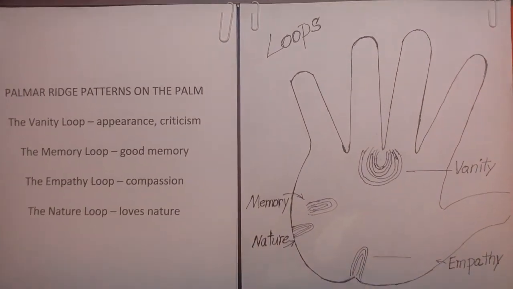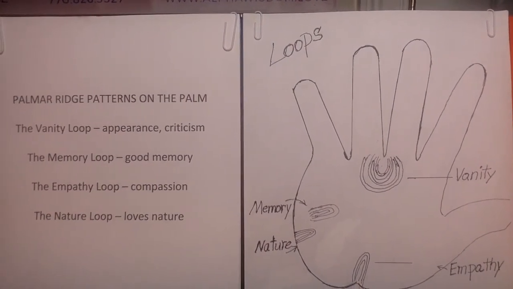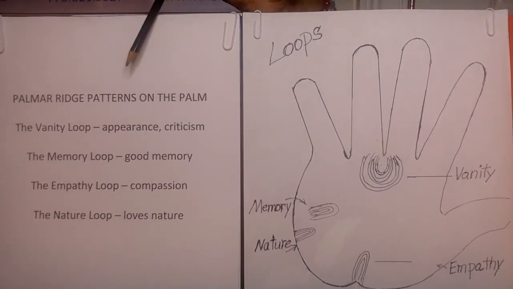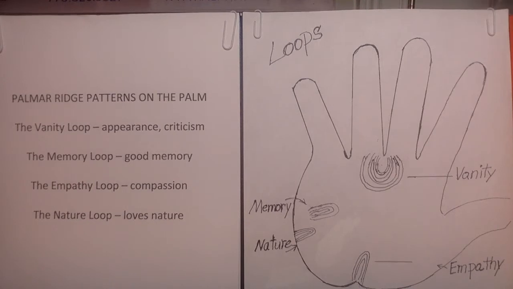Okay, now, here we have on this side, the Palmar Ridge patterns on the palm, and I've given you some keywords to tie into their characteristics, give you some idea. All right, we're covering one that's referred to as the vanity loop. And 2 of the words that come up with this loop are appearance and criticism.